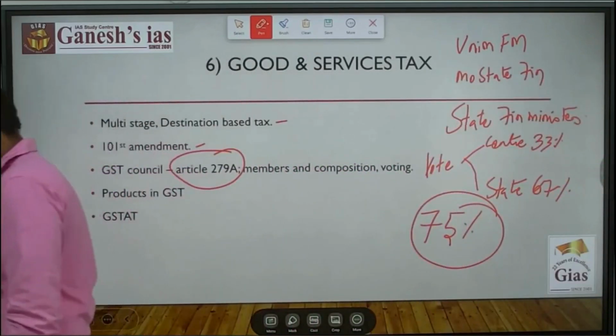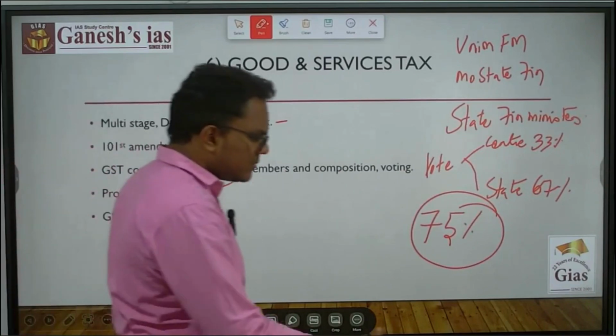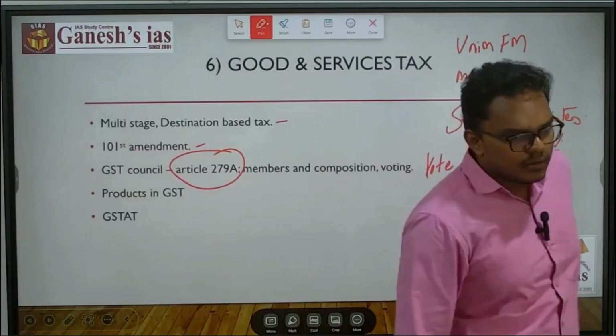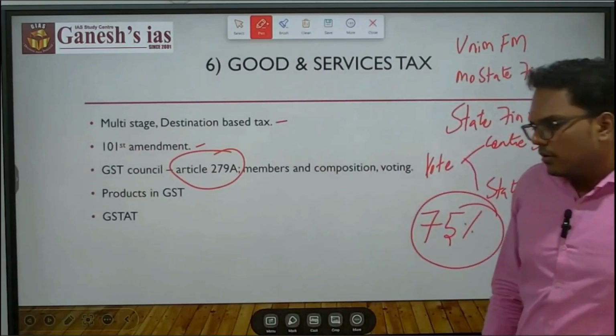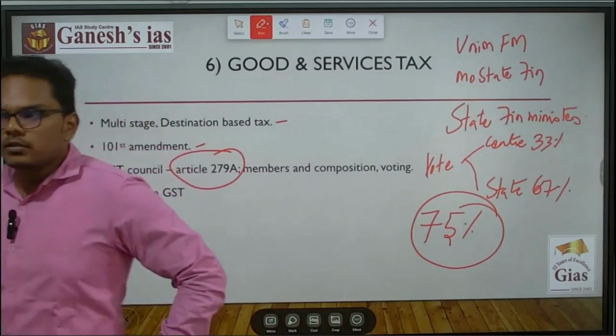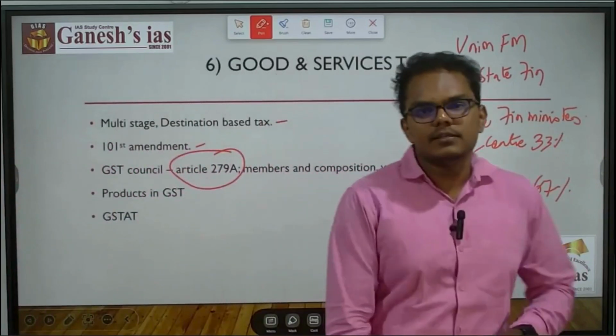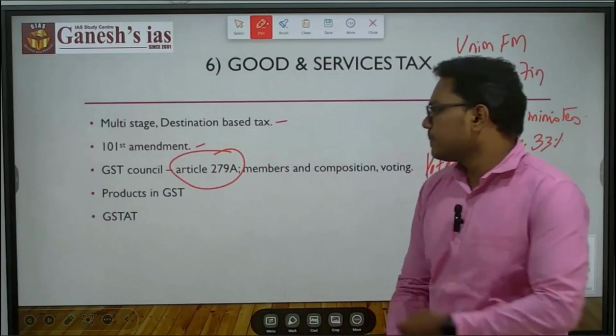So this is one of the reasons why several southern states and some state governments are demanding population-based or revenue-based vote sharing, so that the states that contribute more can have more say in the decisions of the GST Council.